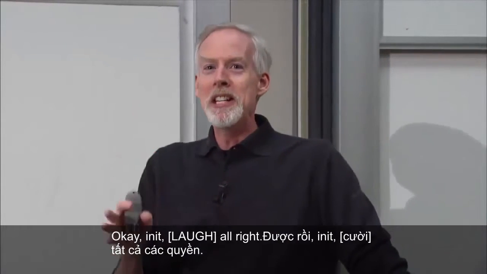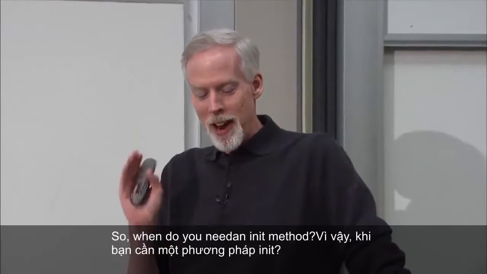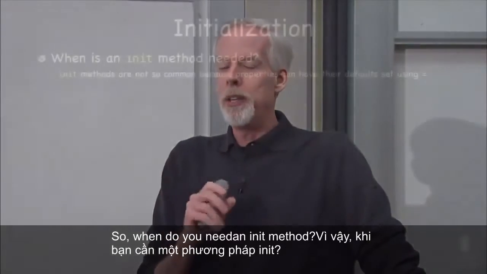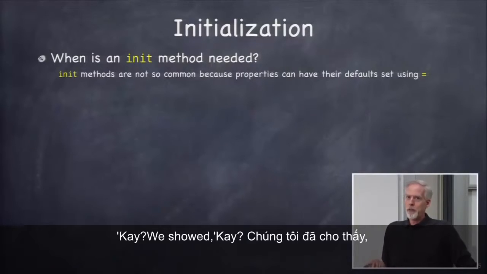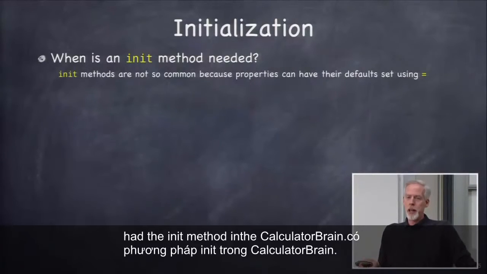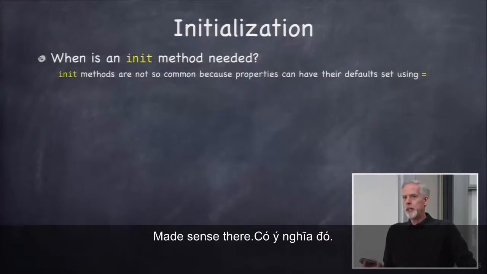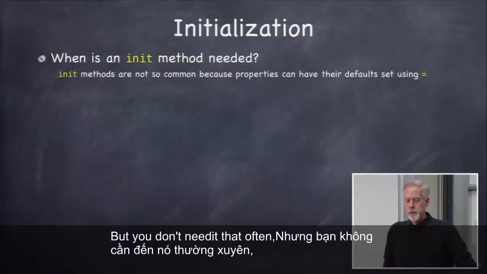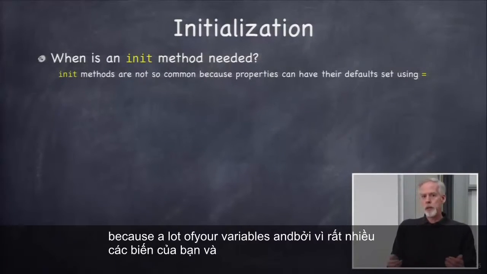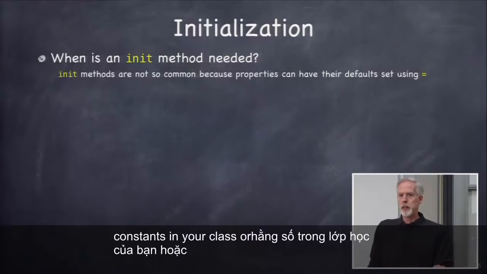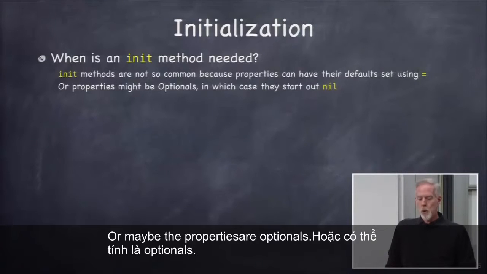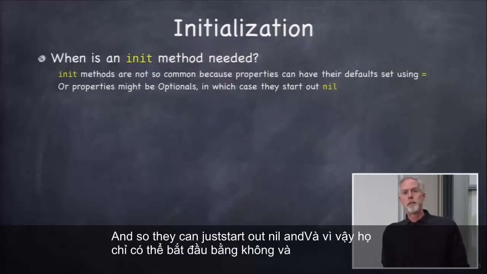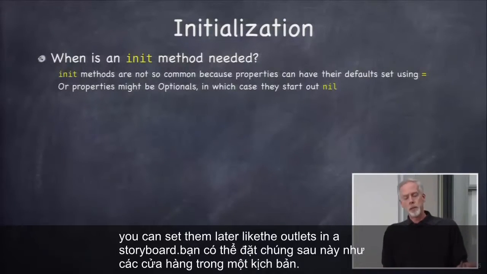Okay, init. All right, so when do you need an init method? Well, you actually don't need an init method that often. We should have the init method in the calculator brain. That made sense there. We needed it there. But you don't need that often because a lot of your variables and constants in your class or struct are set with equals. So you don't need them. Or maybe the properties are optionals, and so they can just start out nil and you set them later, like the outlets in a storyboard.